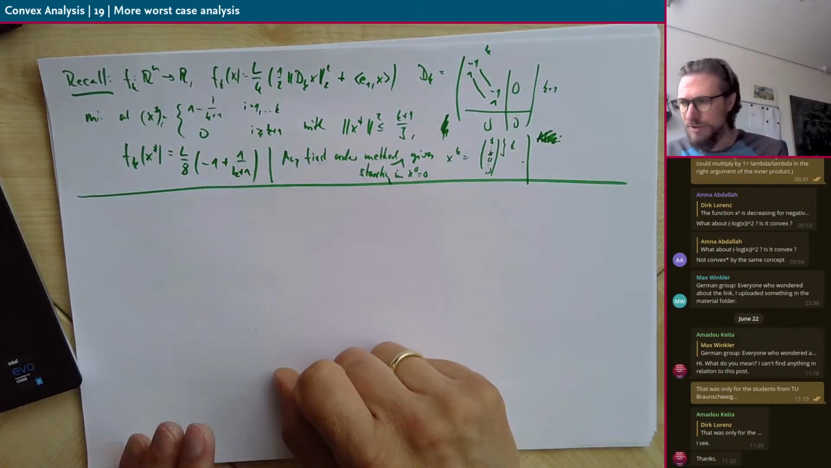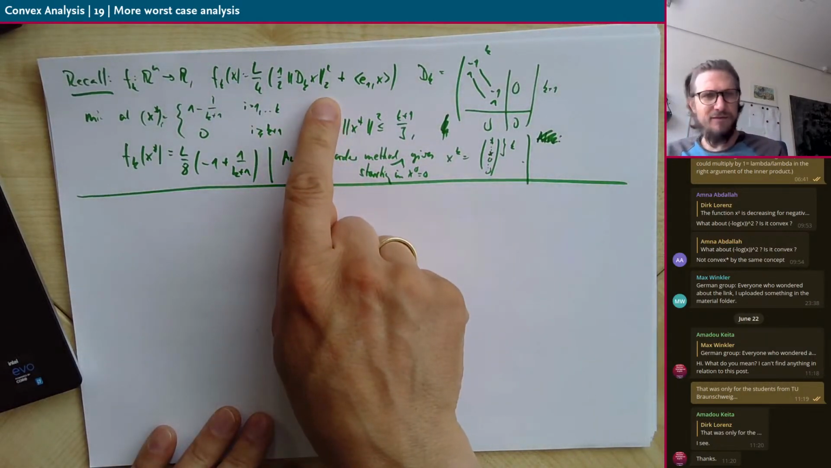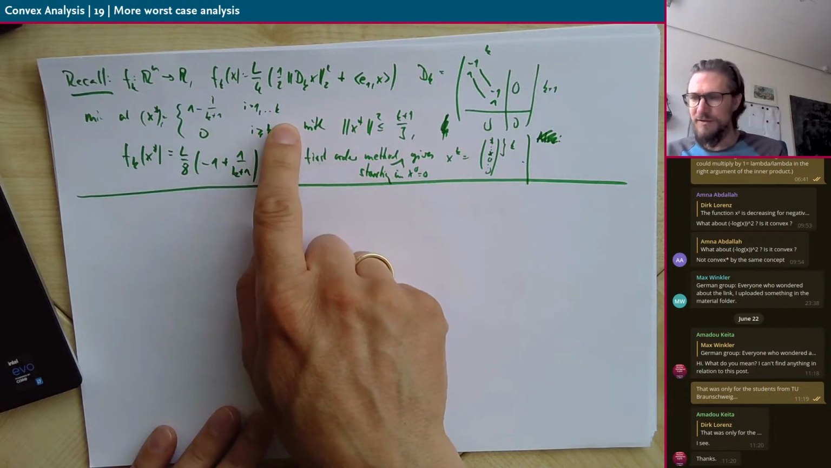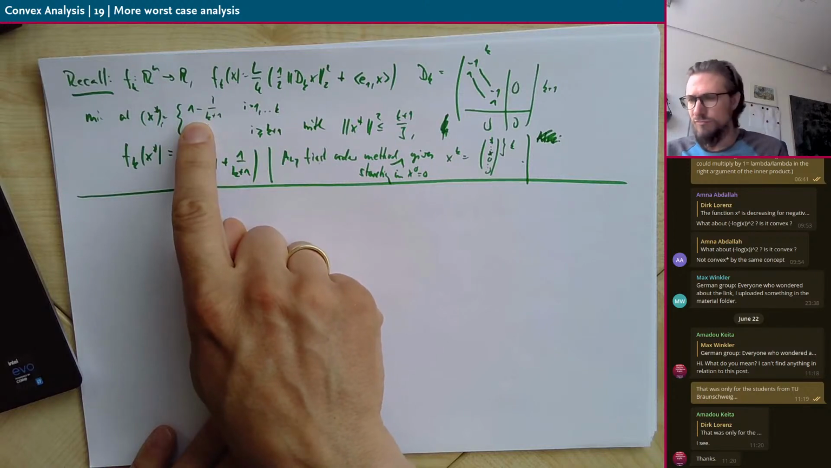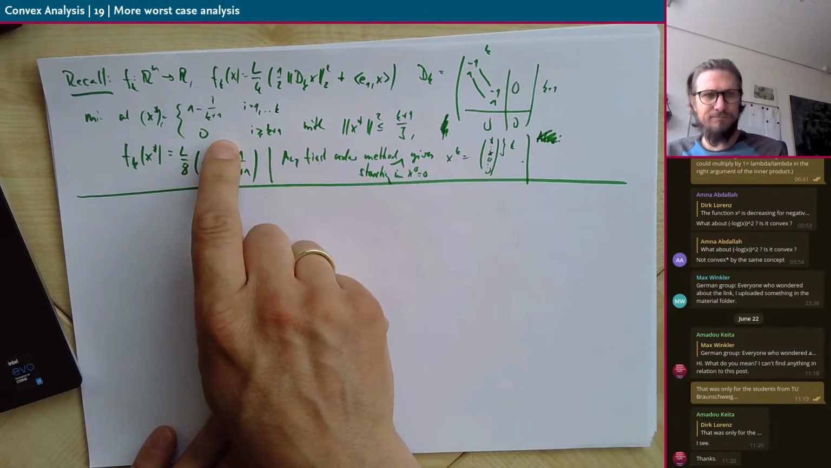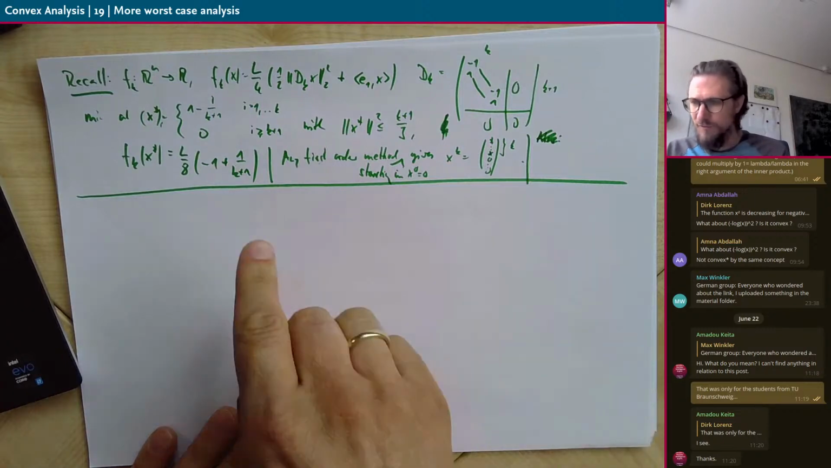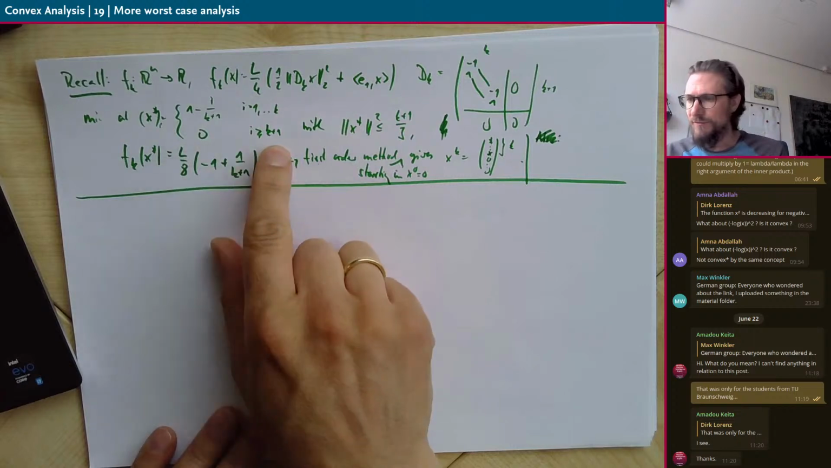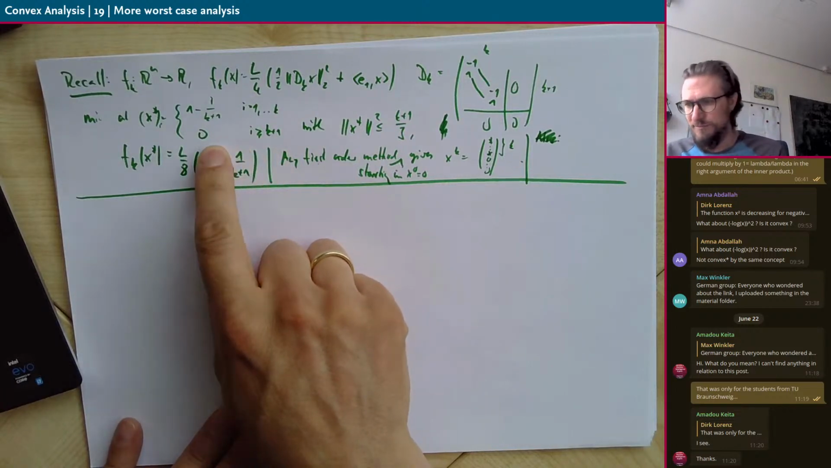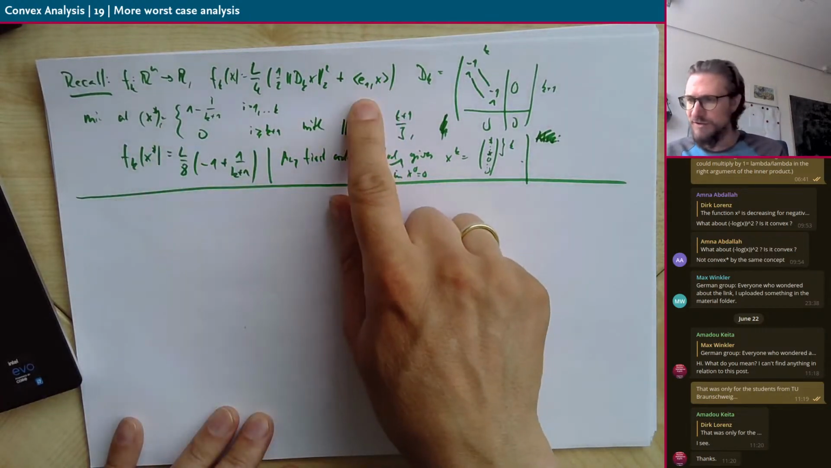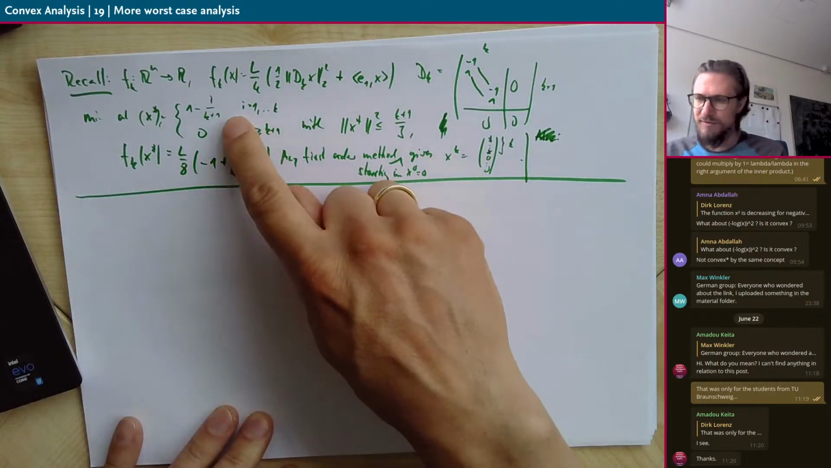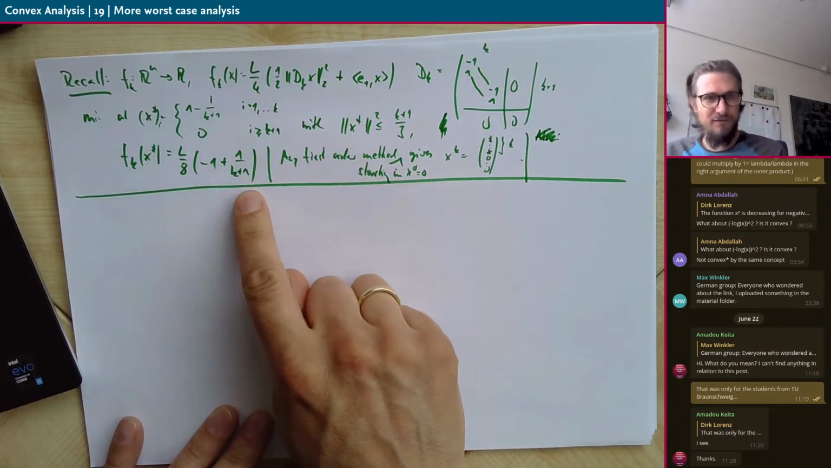So what we already showed is that this function has a unique minimizer, and it looks like that. In the first k entries, it has these entries, which are 1 minus i over k plus 1. So they decay, but for the last entries it's just 0. So that's the unique minimizer of that function. We also estimated its norm squared. It's less than k plus 1 over 3. And this is the exact minimum value. If you plug this into that function, you get this value over here.